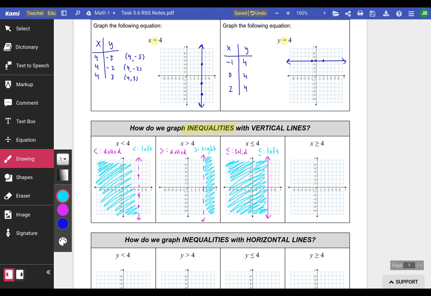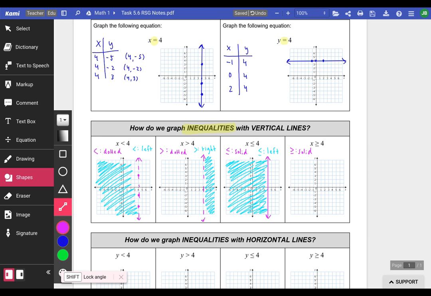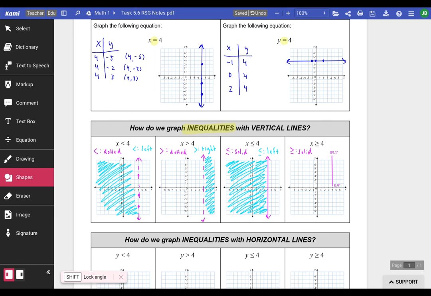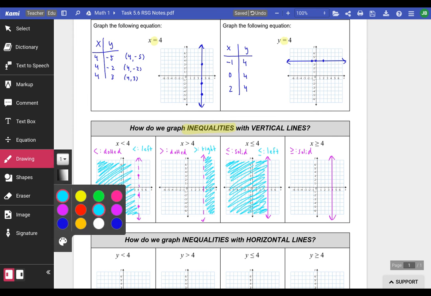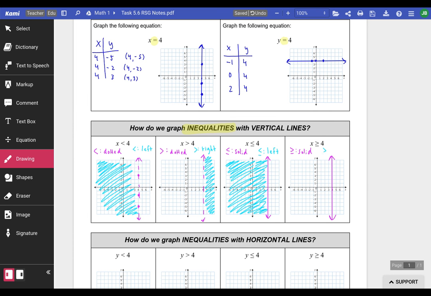And then over here, again, I've got greater than or equal to. That tells me I have a solid line. So I'm going to go ahead and draw in my solid line intersecting the x-axis at 4. I'm going to put my arrows on. And then for shading, it looks like that's an arrow pointing to the right, so we're going to go ahead and shade right.